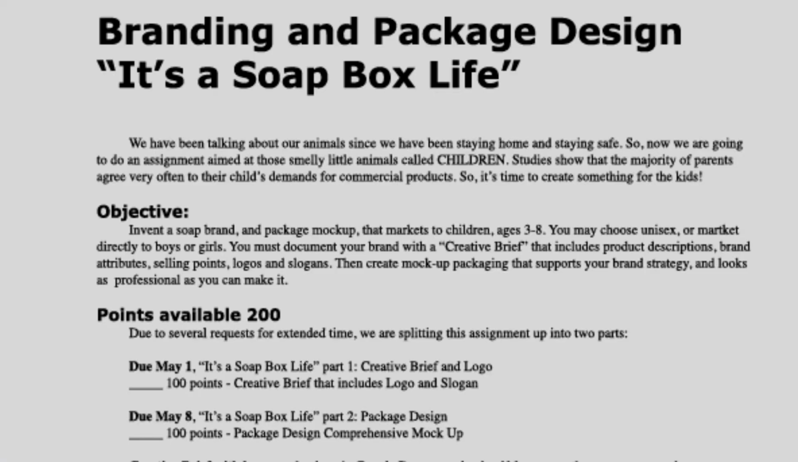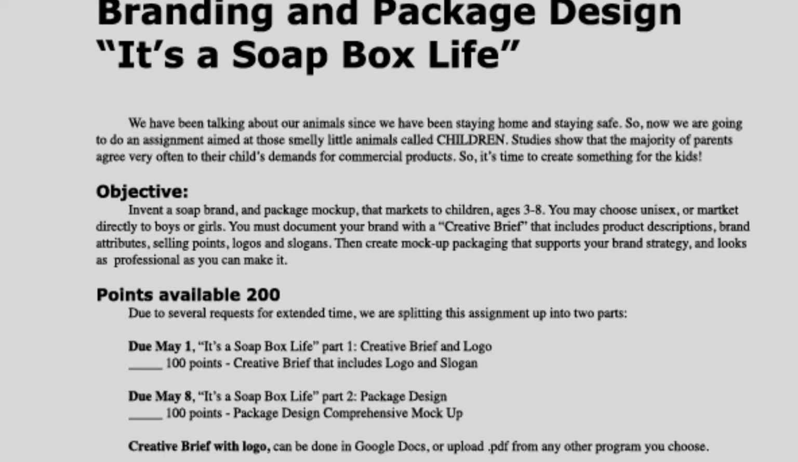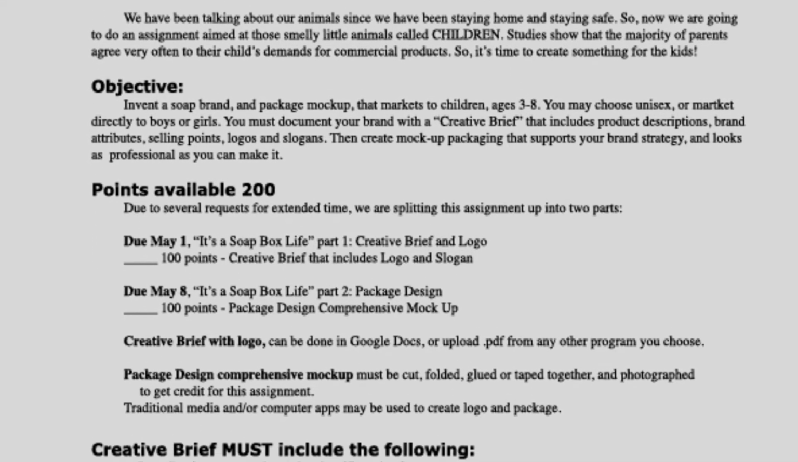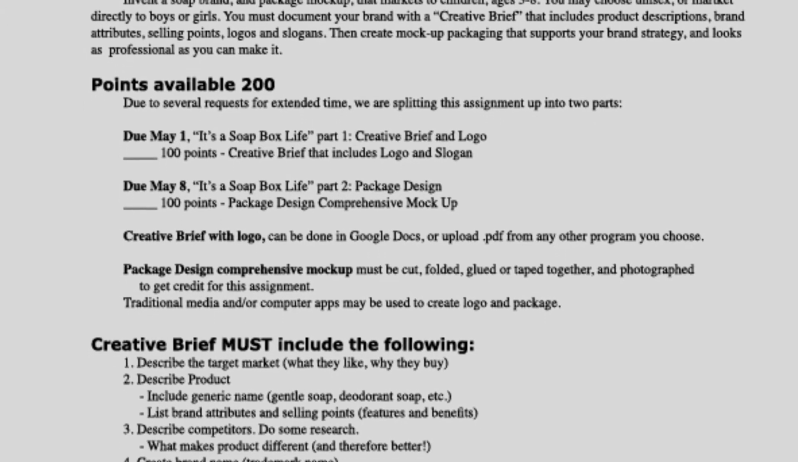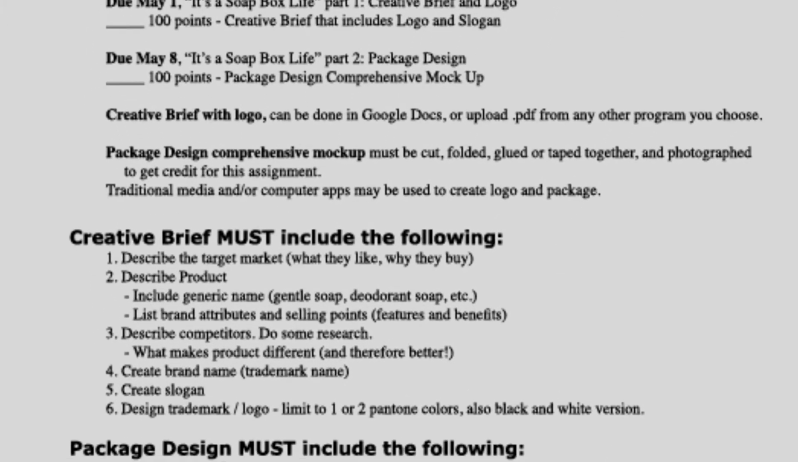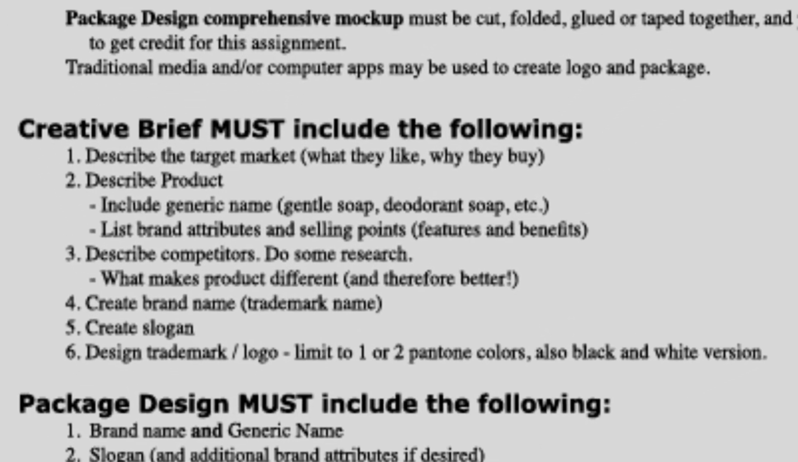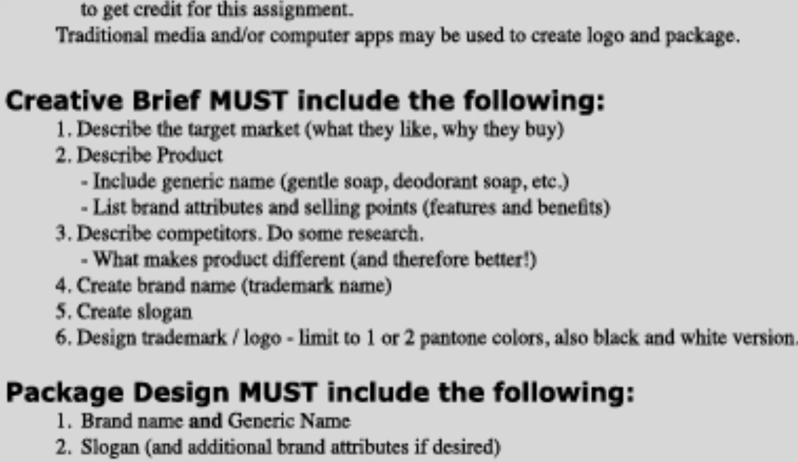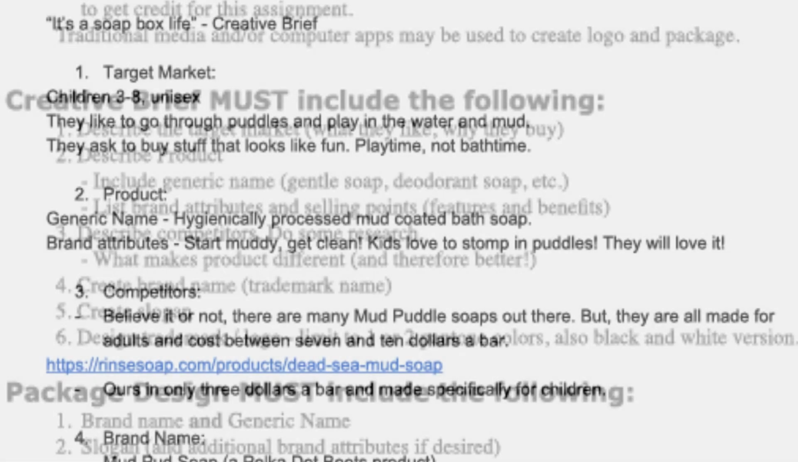The next step is to actually put this down on paper in a creative brief. Okay, so your creative brief must include the following. You're going to describe the target market, not just children, but what do they like? What do they buy? Describe your product, including a generic name, and your brand attributes. Describe competitors, create a brand name, slogan, and design a trademark that explains what your brand is all about. Try to give it an image.